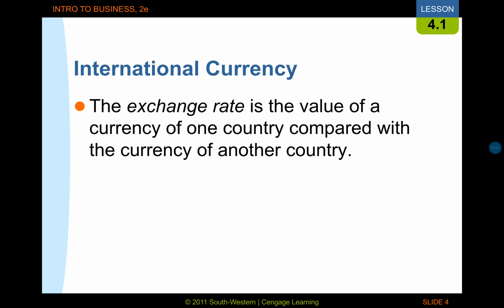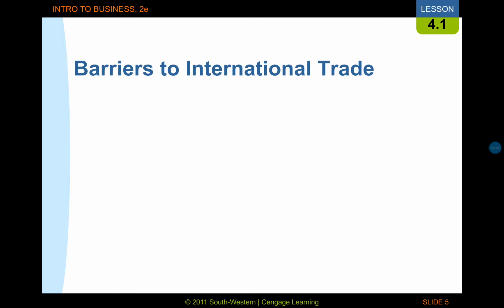International currency. So the exchange rate is the value of the currency of one country compared with the currency of another. Like in the US, we use the US dollar. In Europe, they use the euro. So this is the exchange rate that's used to compare the currency.